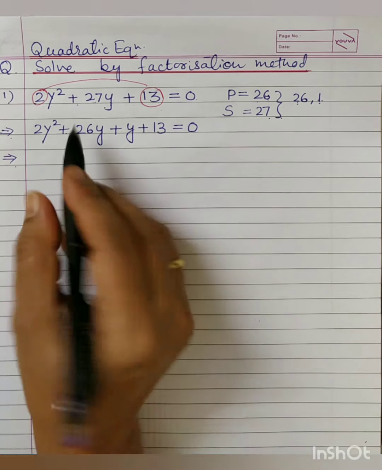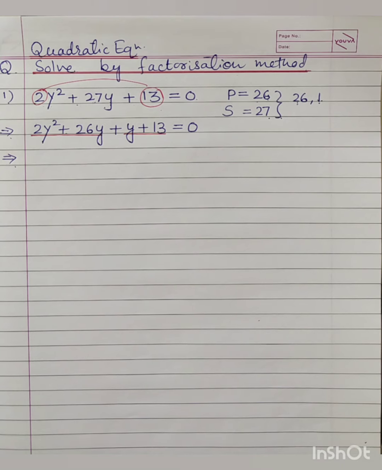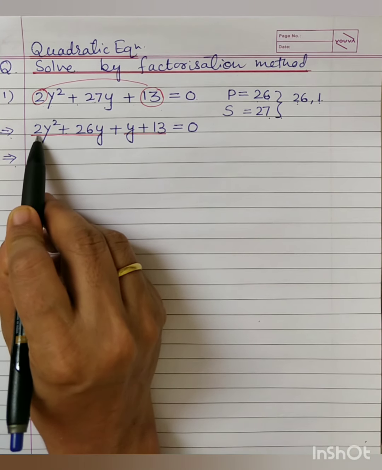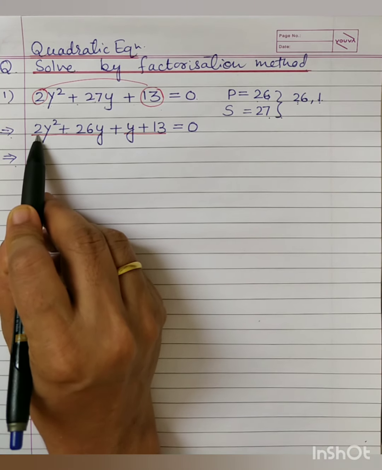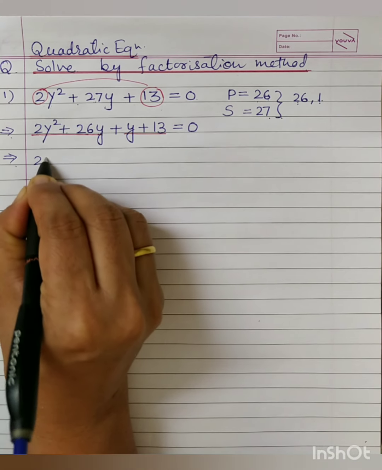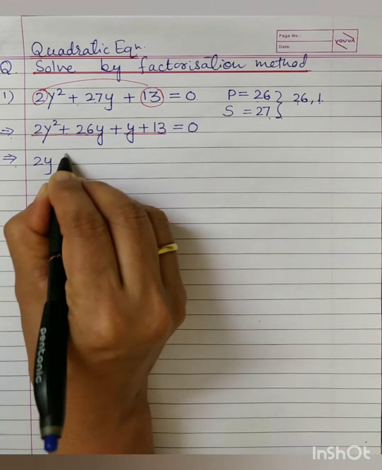So these two terms and these two terms together will give us some common factor. Observe carefully what is common. 2y square and 26y: 2 and 26, what is common? 2. Y square and y, what is common? Y. So what you take out is 2y. What is left here is y plus 13.